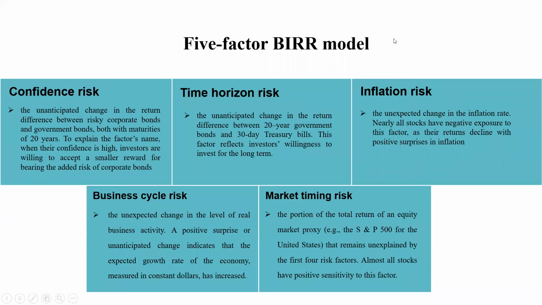As for business cycle risk, it is the unexpected change in the level of real business activity. A positive surprise or unanticipated change indicates that the expected growth rate of the economy measured in constant dollars has increased. Lastly, market timing risk refers to the portion of the total return of an equity market proxy, such as the S&P 500 for the United States, that remains unexplained by the first 4 risk factors. Almost all stocks have positive sensitivity to this factor.